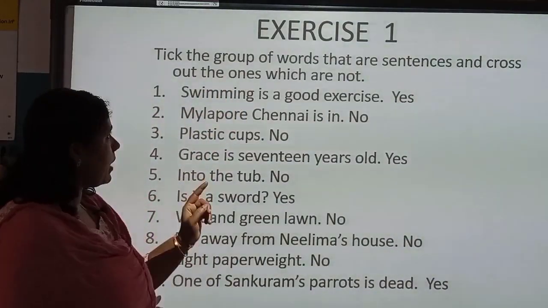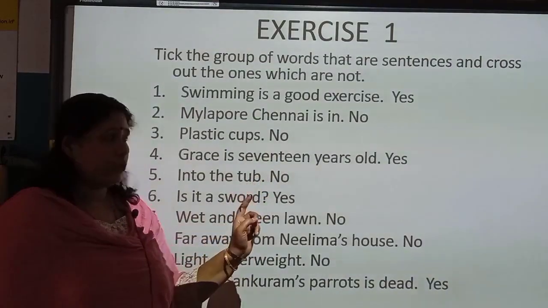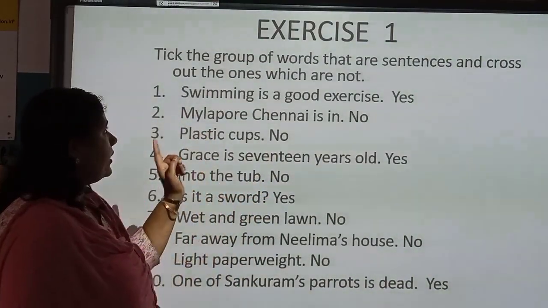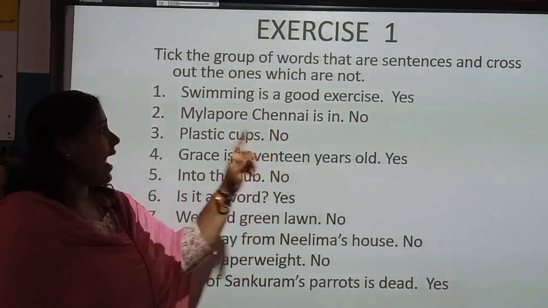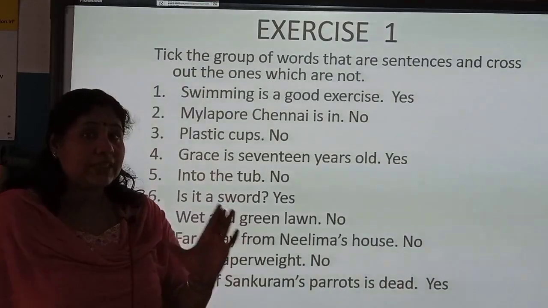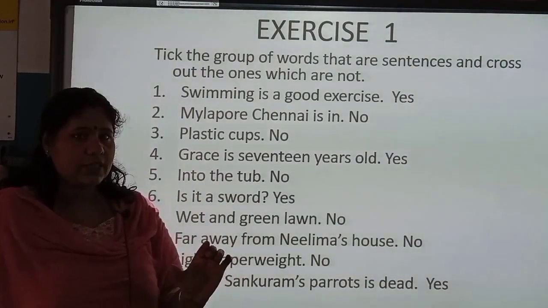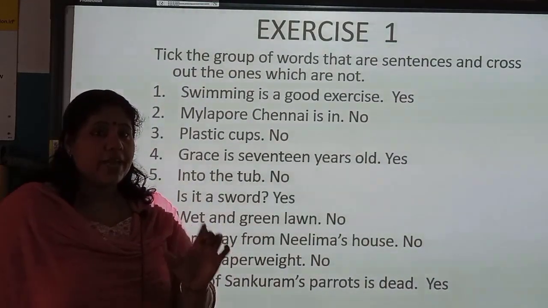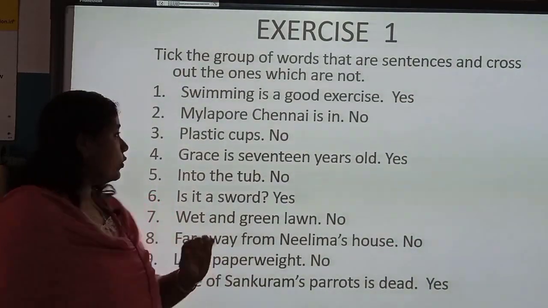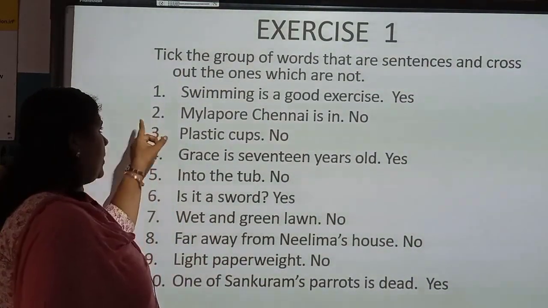So you have to tick mark. I have written here yes or no, but you can put tick and cross marks. Understood? Tick against the right one and cross against the wrong ones, which are not a complete sentence. Okay? A sentence means a group of words which makes meaning. Understood? So let's start. First question.